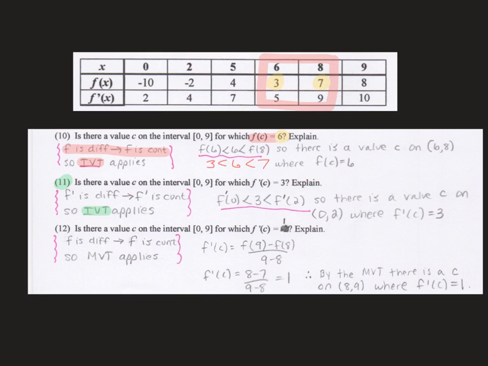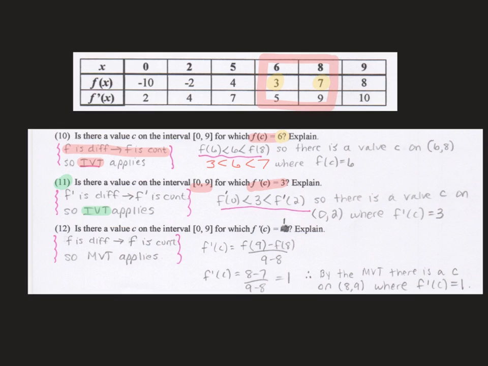And when I got to number 11, this says, is there a value C on the interval from 0 to 9 where f prime of c equals 3? So what I did on this one first is I looked at the f prime values, and I just looked to see if I was guaranteed to bypass 3. So I'm using IVT on f prime. And I can see that right in here from 2 to 4, f prime is going to bypass the 3. So I used IVT on this one just because I could. So I just did IVT just like I did number 10. I did it with number 11.